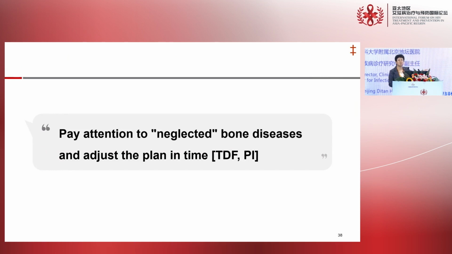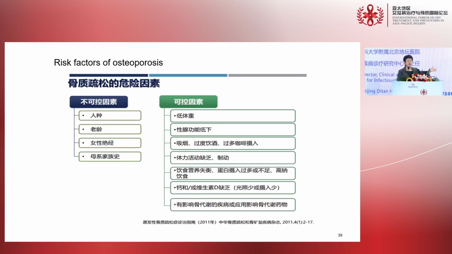Another category of toxicities is for the skeletal muscular system, in particular osteoporosis. There are controllable risks and non-controllable risks. You can't modify age and race, but there are factors that you can moderate. For example, weight: you need to increase the weight to a certain level. You need to stop smoking. You need to increase the intake of good quality protein.